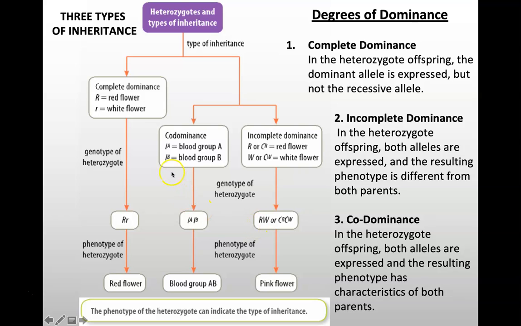In codominance, the last type of inheritance, we have alleles that are codominant, meaning they are both expressed at the same time. Just like incomplete dominance, the only difference here is that with the heterozygote offspring, we have two different alleles being expressed, and they both have similar characteristics to the parents.